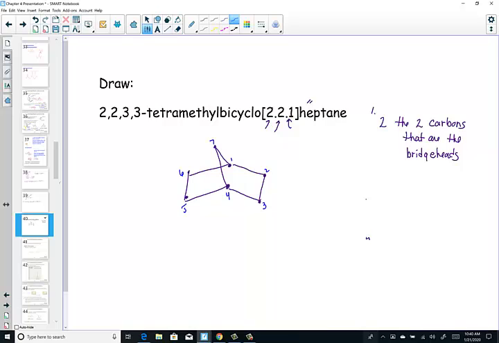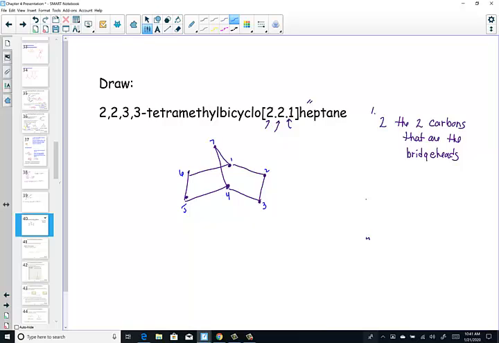So we have the heptane. We had the bicyclo telling us that 2 rings were fused. There's 2 carbons separating the 2 bridgeheads in 2 of the 3 directions, and 1 carbon separating the 2 bridgeheads in the 3rd direction. So that's the parent there, the bicyclo[2.2.1]heptane.